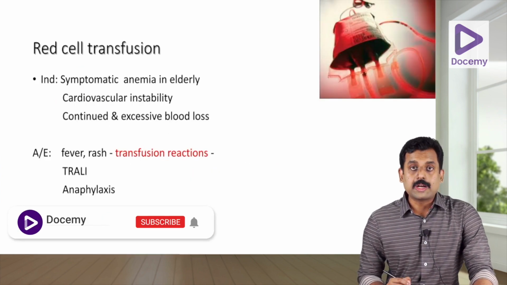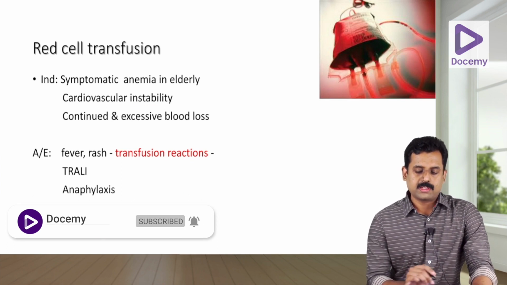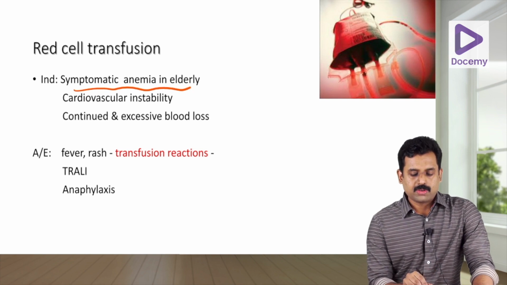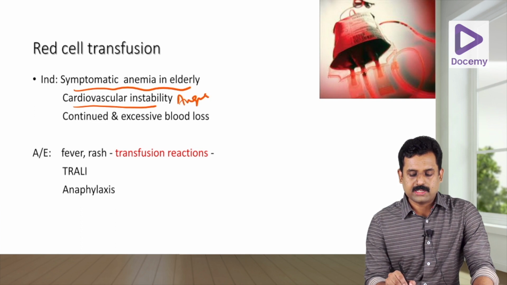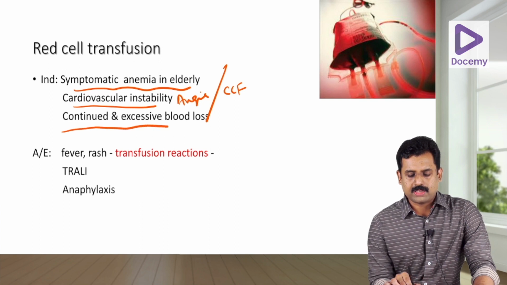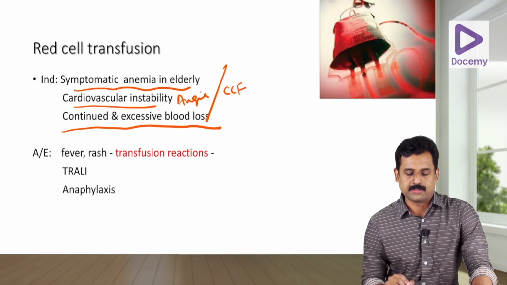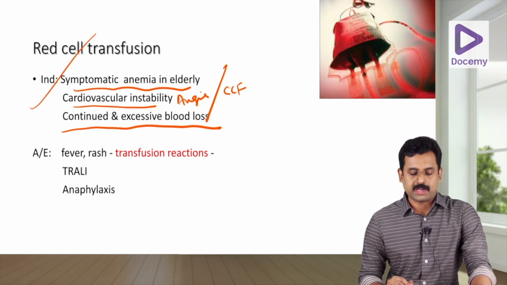Okay. So the third option is red cell transfusion or blood transfusion. The indication is when your patient has symptomatic anemia in elderly, or your patient is having cardiovascular instability. It will be either in the form of angina, or your patient will be having congestive cardiac failure, or when your patient is having continued and excessive blood loss where parenteral iron therapy is not sufficient. These are the three indications for giving the RBC transfusion or blood transfusion.